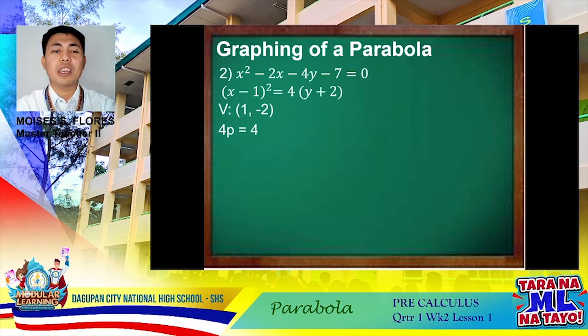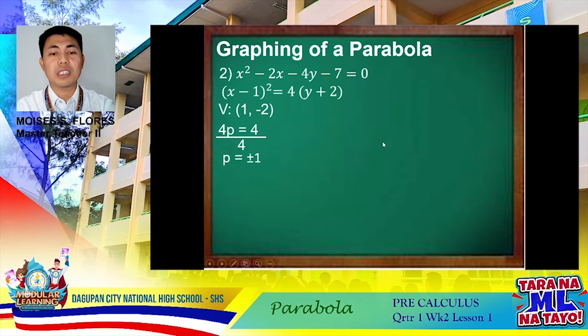Before that, take a look at our variable x. It's on the second degree, so it opens either upward or downward. But take a look at your 4p here. It's positive 4, so therefore, its opening is upward. To make it symmetric, 2 units to the right and 2 units to the left. So divide both sides now by 4. Therefore, our p is equal to positive 1.